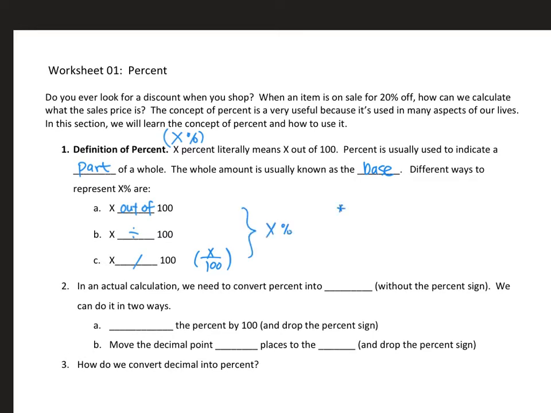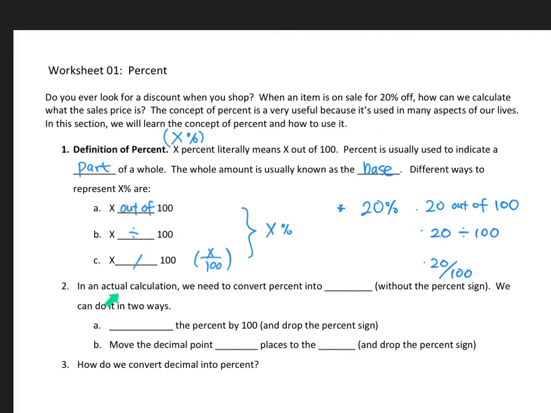So for example, when you have something that's on sale for 20%, what that means is 20 out of 100. How do you actually calculate that? It is 20 divided by 100, or it could be 20 over 100. These are just different ways of saying 20%. So 20% off means you get $20 off out of $100 worth of merchandise. So that's the concept of the percent.